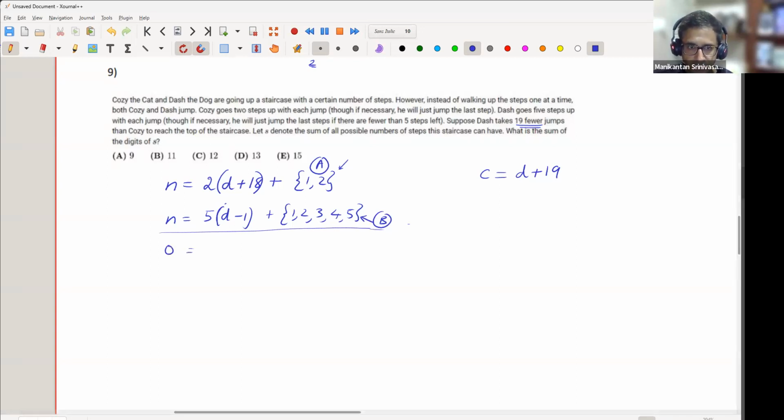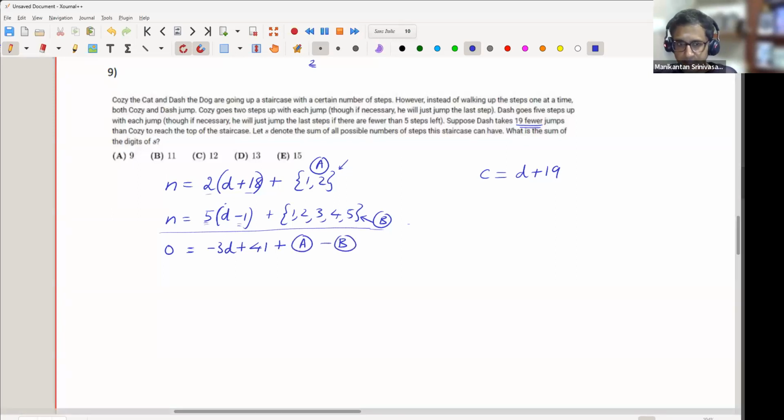So we get 0. And then when we subtract here, 2D minus 5D is minus 3D. 2 times 18 is 36. 5 times minus 1 is minus 5. So plus 41. Okay. And plus some number in set A, I'll just say like this for notation, minus some number in set B is 0. Are you guys all with me so far? All okay? Avinash, you're okay?